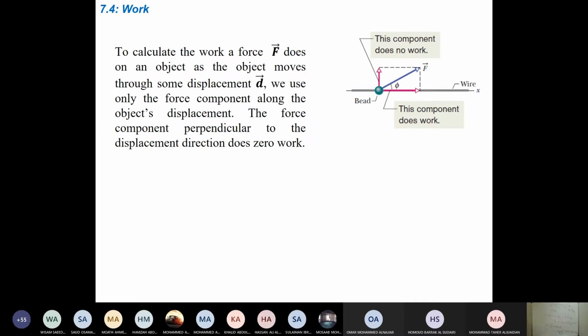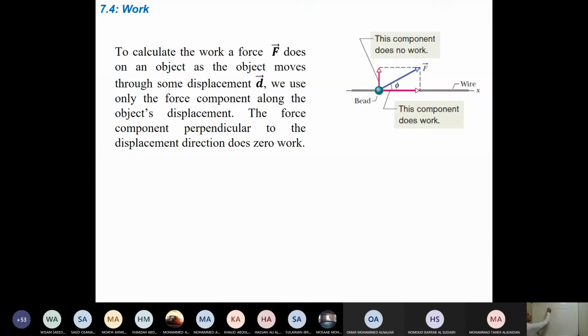So I'm trying to formulate the work-energy principle now. As you are seeing in the slide, there is some force that is acting on an object, and that object is a point object or bead. So this is a one-dimensional motion. The object is lying in one dimension, okay? Like this. This is one dimension.